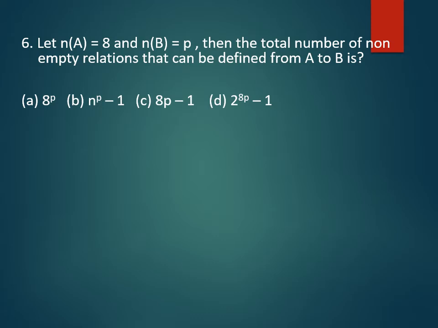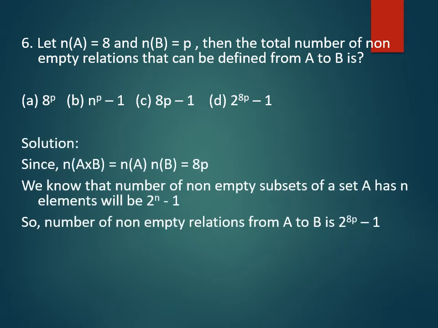So you know the number of relations. A relation is nothing but a subset of the Cartesian product. But we want a non-empty relation. Therefore, we find the non-empty subsets of the Cartesian product A cross B. So here n of A cross B is n of A into n of B. n of A has 8 elements, n of B has p elements. The number of elements in A cross B is 8 into p.